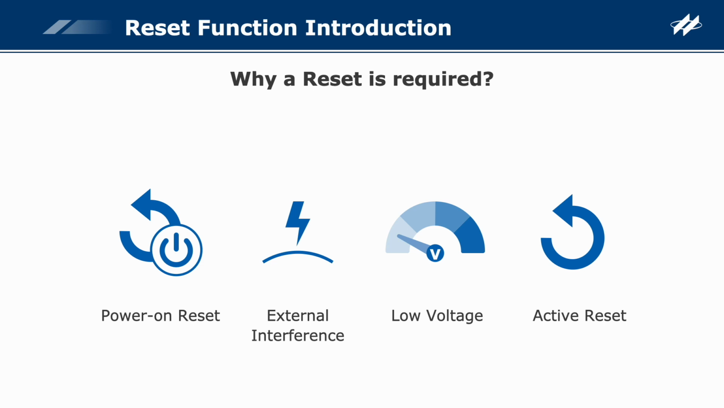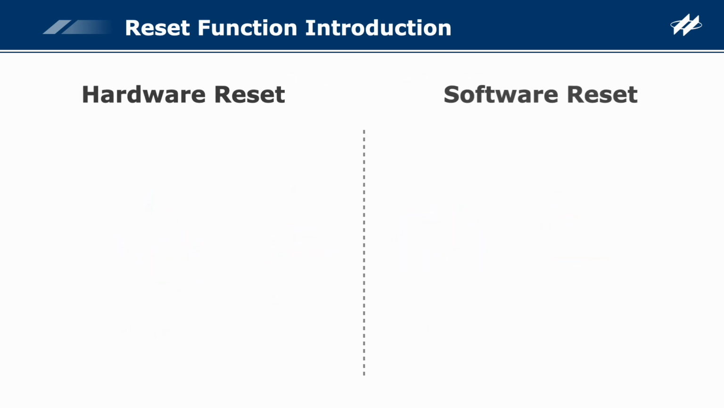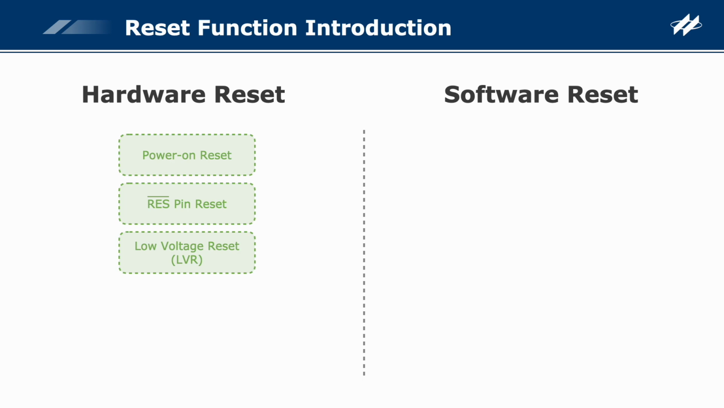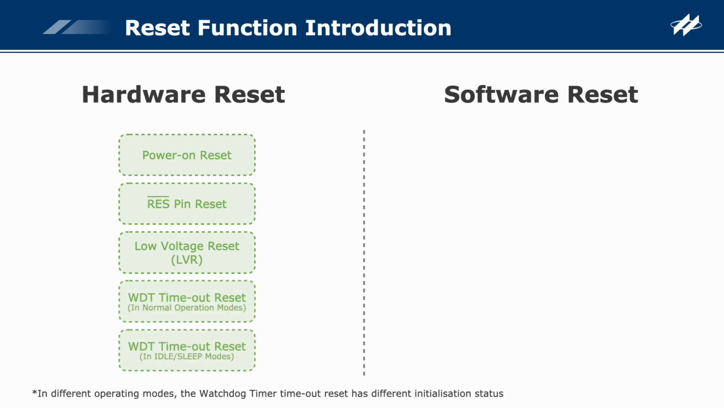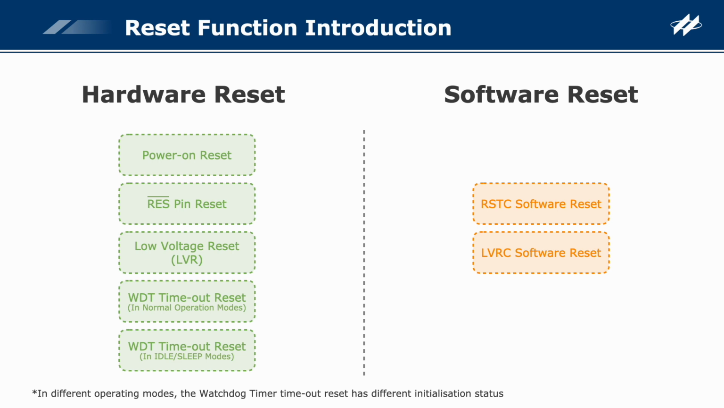Next, let's introduce common reset methods. The reset methods include hardware reset and software reset. In this series of MCUs, the common hardware reset methods are power on reset, reset pin reset, low voltage reset, and the watchdog timer timeout reset. In different operating modes, the watchdog timer timeout reset has different initialization status. The common software reset methods are RSTC register software reset, LVRC register software reset, and WDTC register software reset.